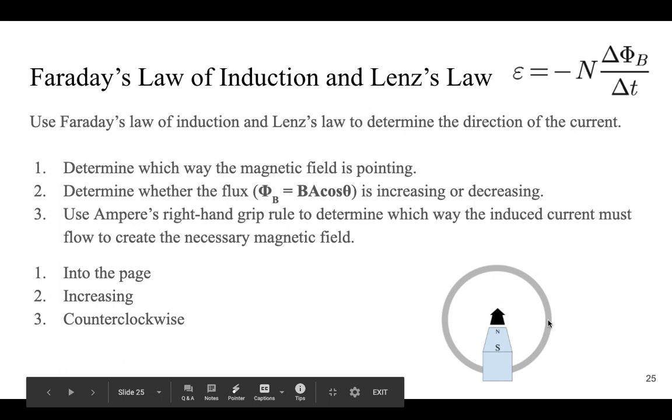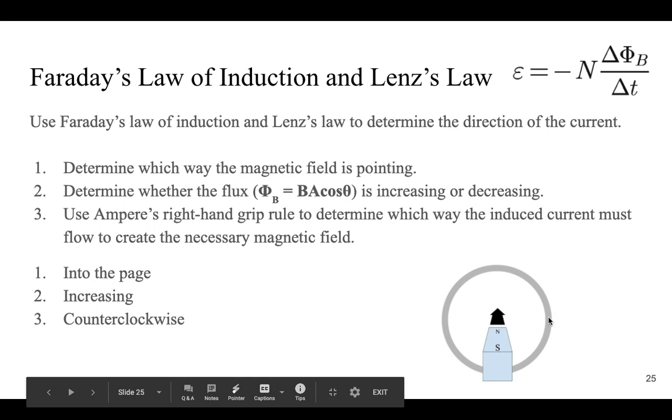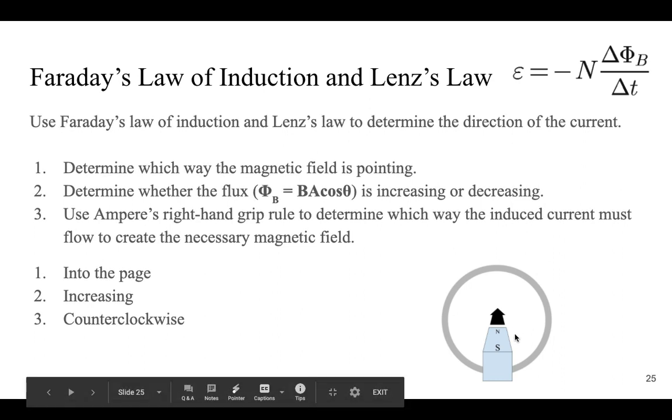Convince yourself that if the current is going this way, it's easiest to see right here: if the current is going up through this point, with your thumb up along the right-hand side of this loop, that's going to cause a magnetic field in the middle coming out of the page. That helps make up for the fact that we're gaining flux going into the page. The magnetic field coming out of the page from the induced current is going to counteract that.